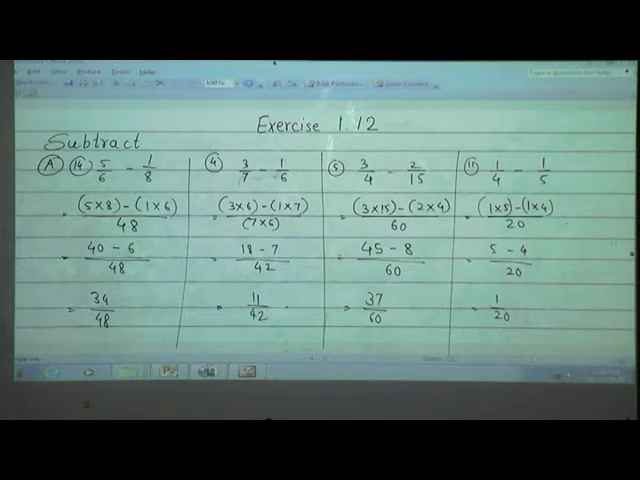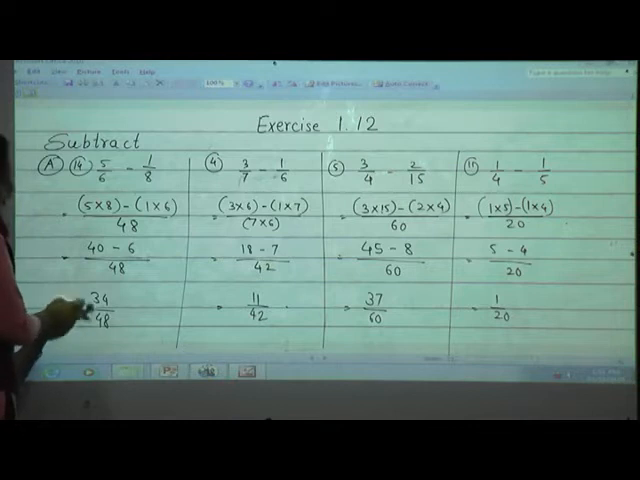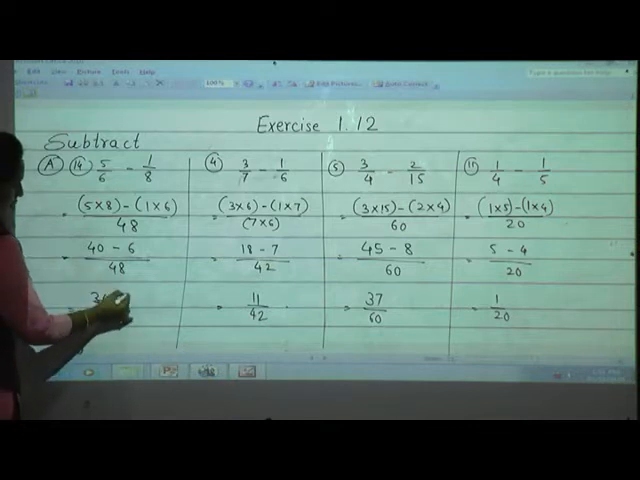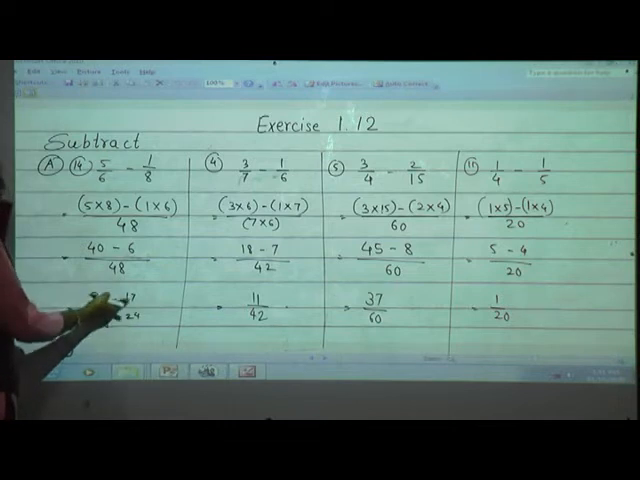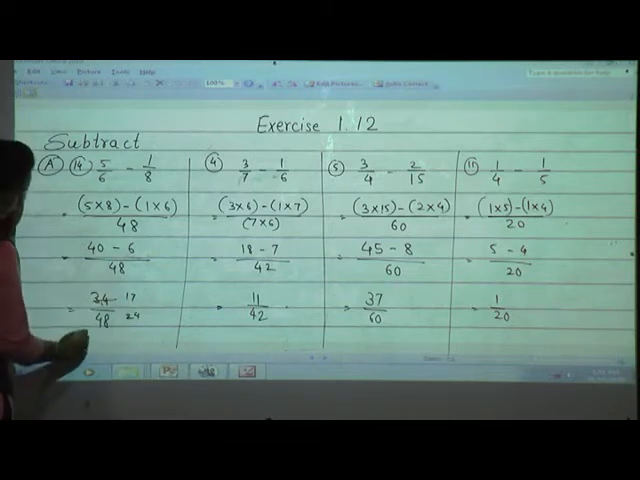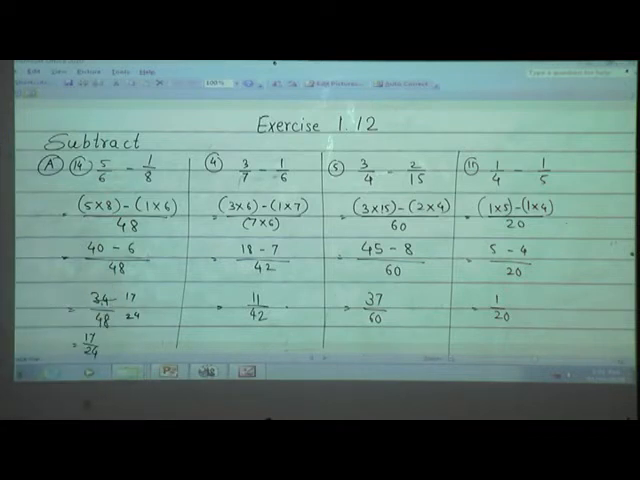See, here both the numbers are even numbers, isn't it? So we can divide. 2 1s are 2, 1 will remain, 2 7s are 14. Here 2 2s are 4, 2 4s are 8. Now odd number, even number. So what is the last answer? 17 upon 24. Clear? Yes, very good.